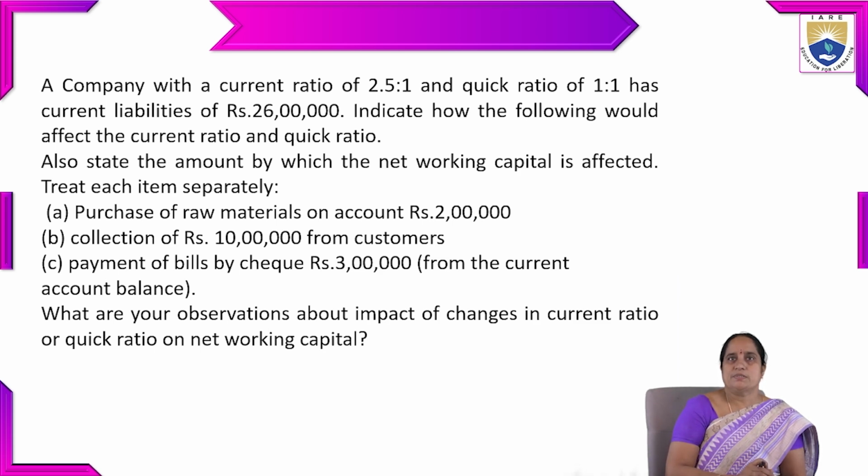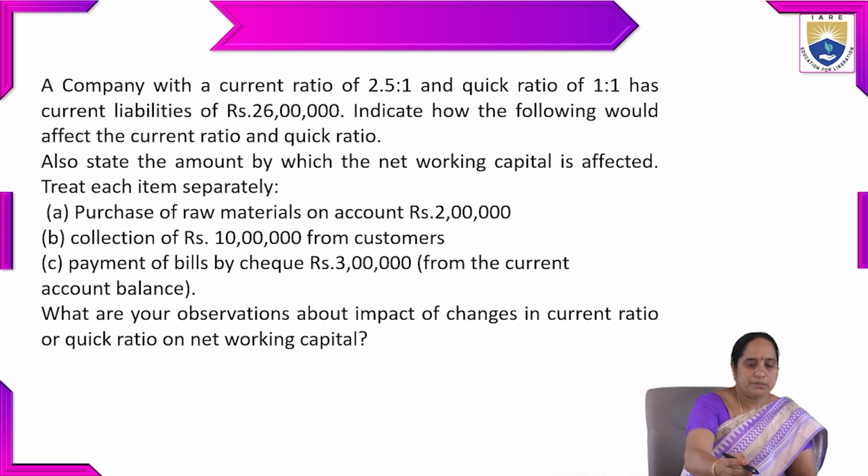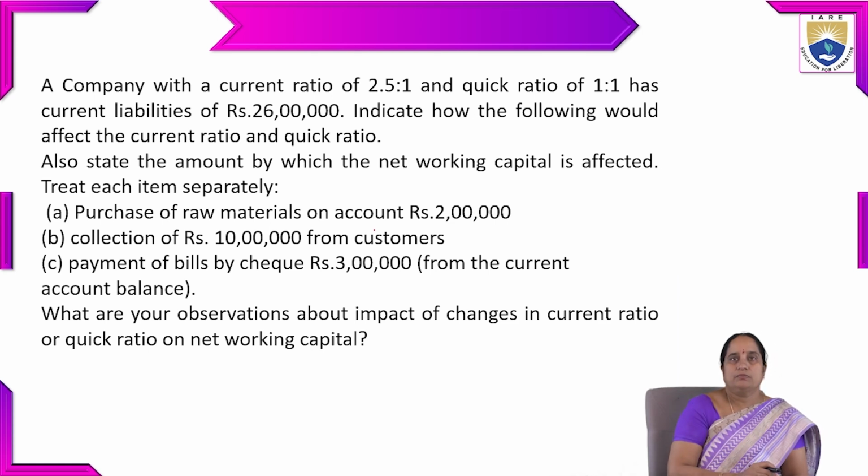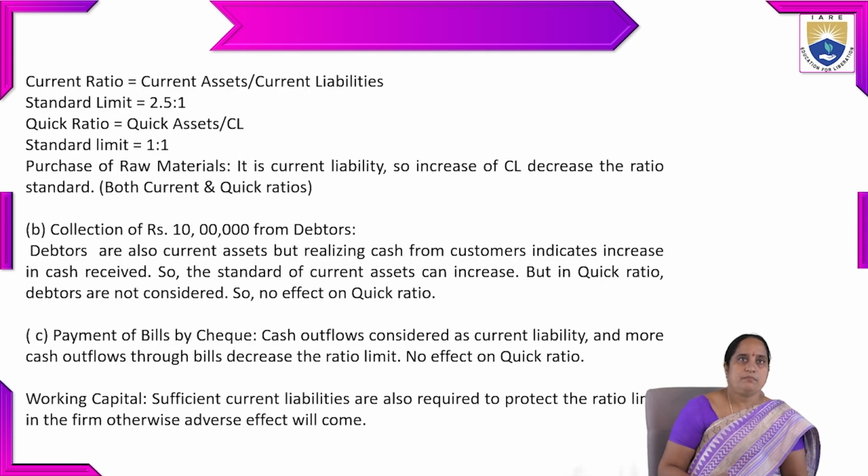Treat each item separately. Purchase of raw material on account worth 2 lakhs, collection of 10 lakhs from customers, payment of bills by check 3 lakhs from the current balance account. What are your observations about impact of changes in current ratio or quick ratio on net working capital?